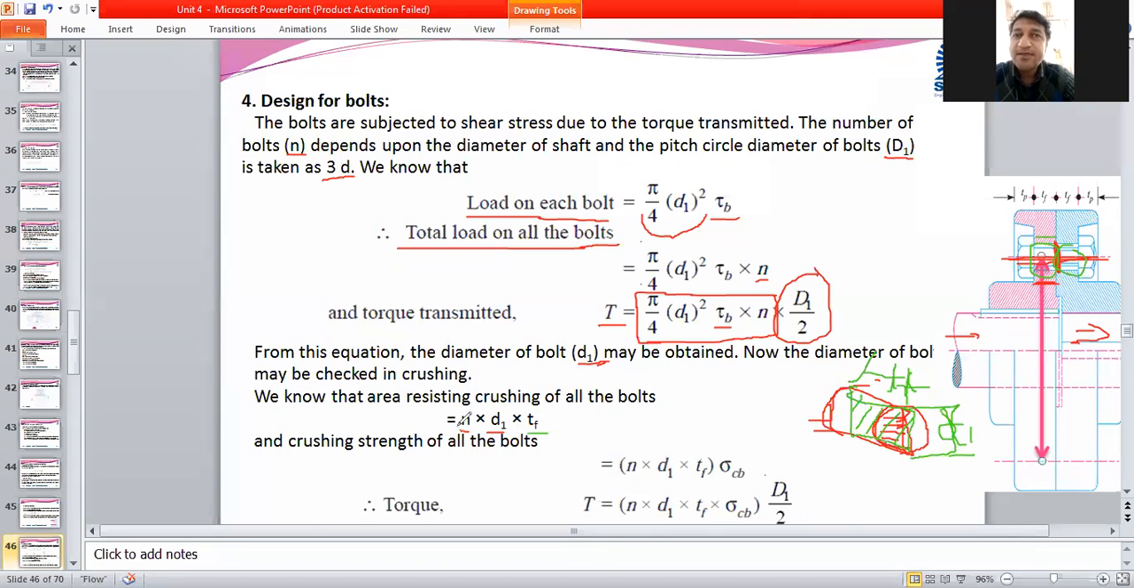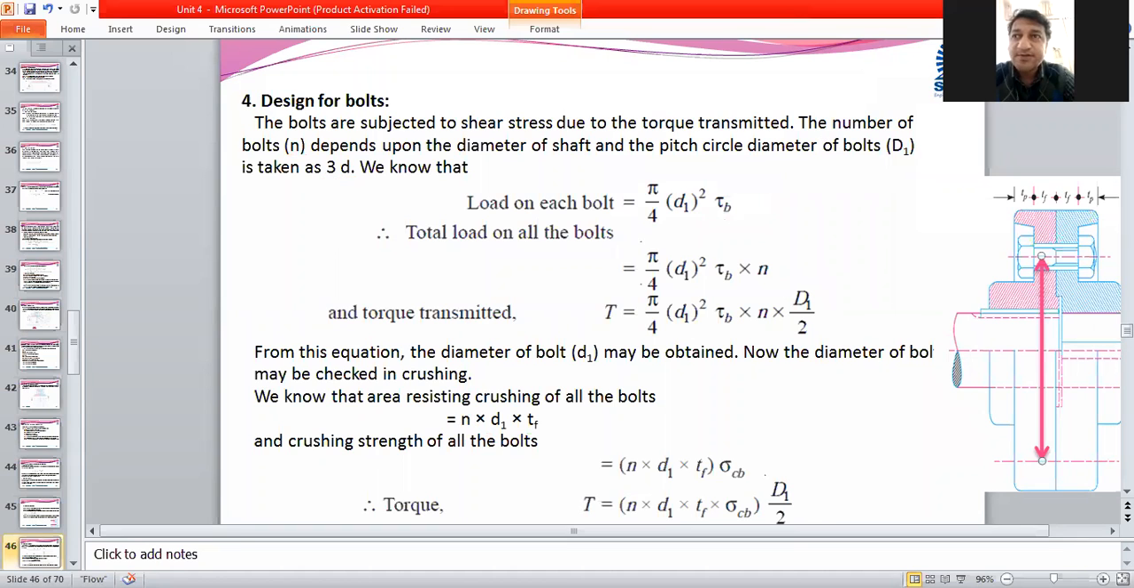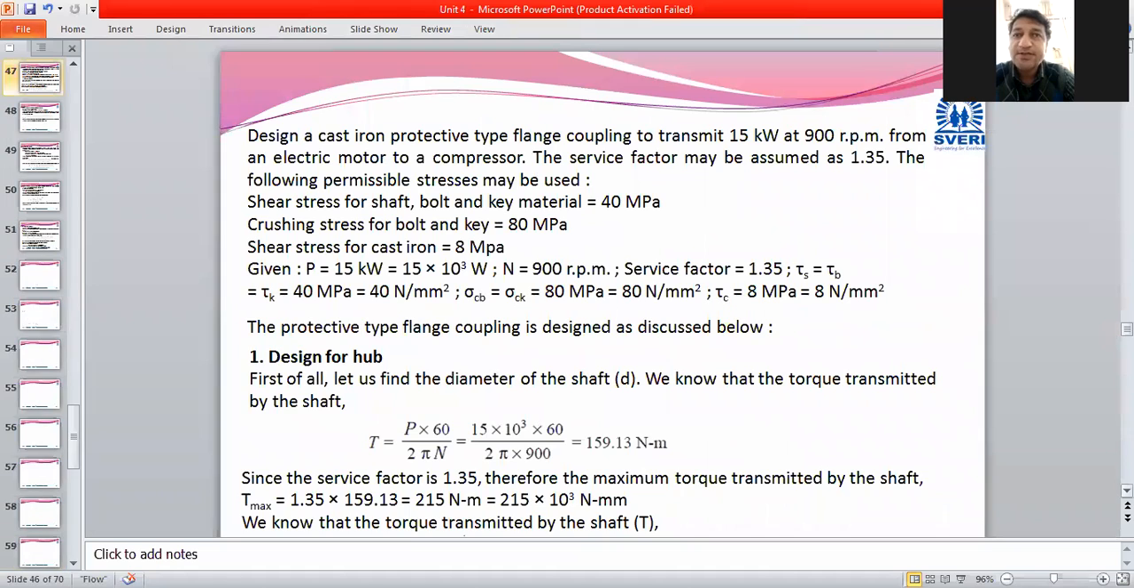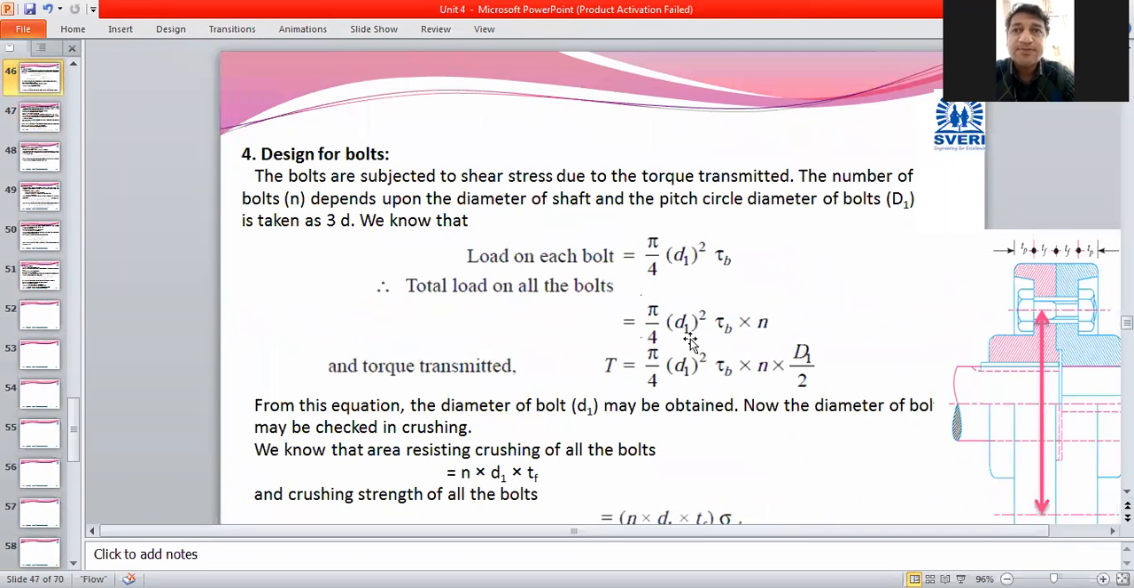And it will be sustained by n number of bolts. That's why the crushing area will be n multiplied by d1 multiplied by tf. Got it? That is the crushing done by one flange. Another flange will have the same amount of crushing load applied, and we can check it for the next flange, but it will be the same.